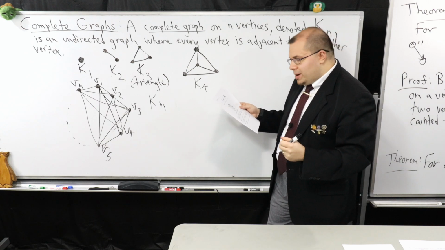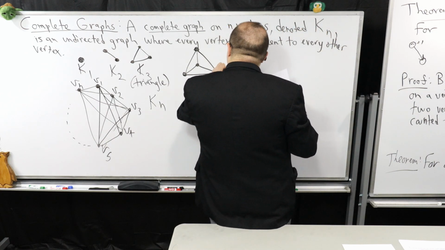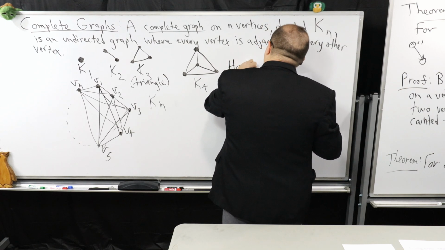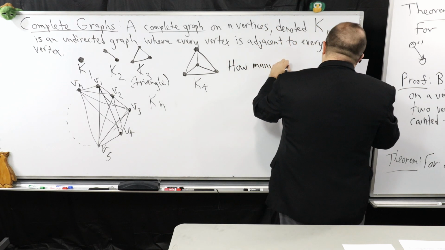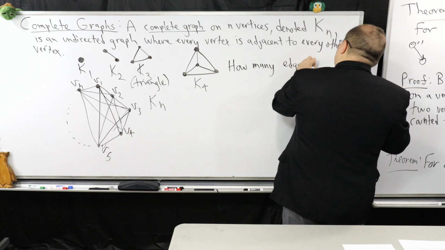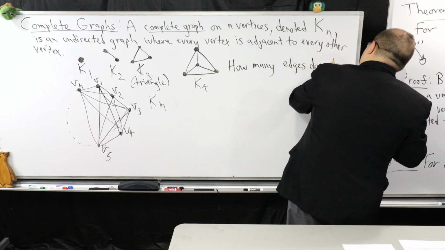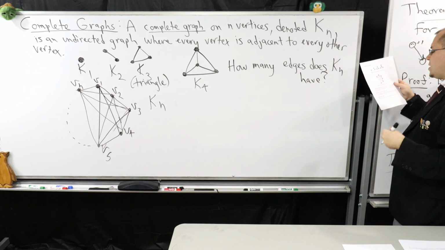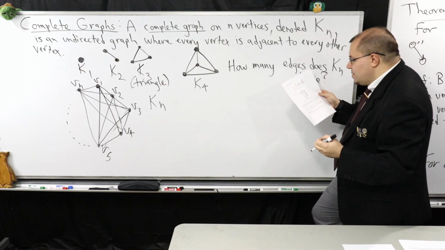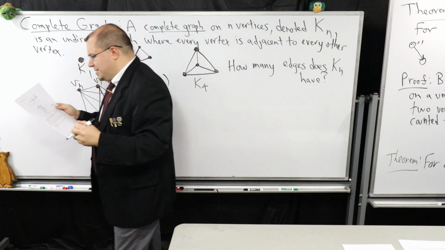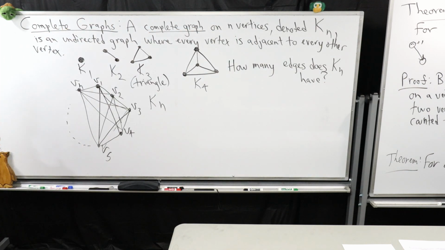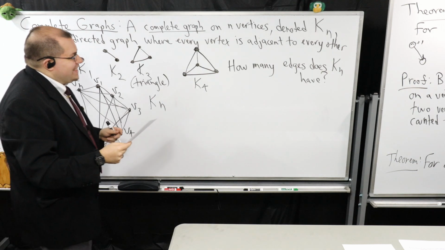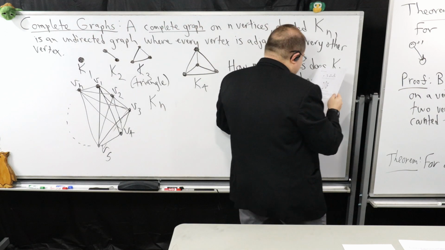And I want to ask you a question. How many edges does Kn have? Does anyone have any ideas? How many edges would the complete graph have? N choose 2. That's a pretty specific guess. I like that one. That's very good.